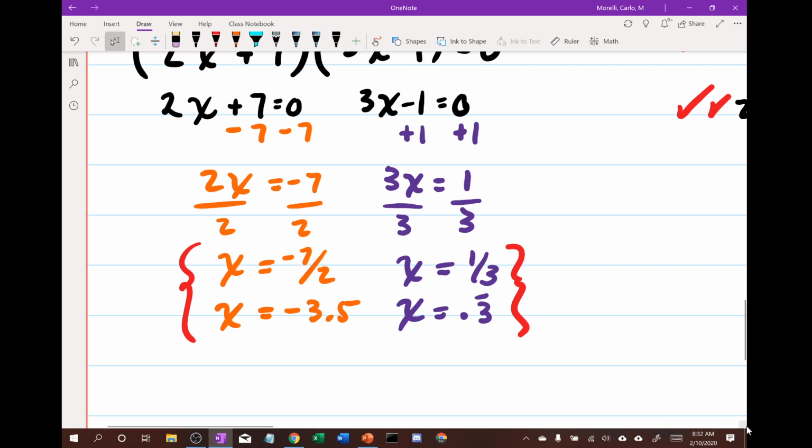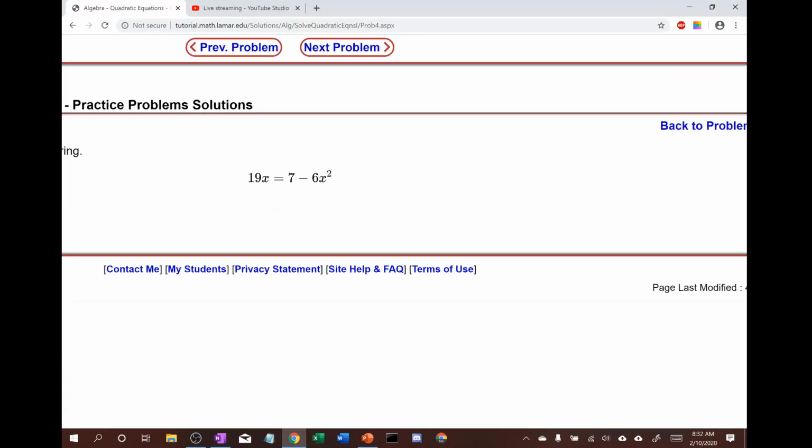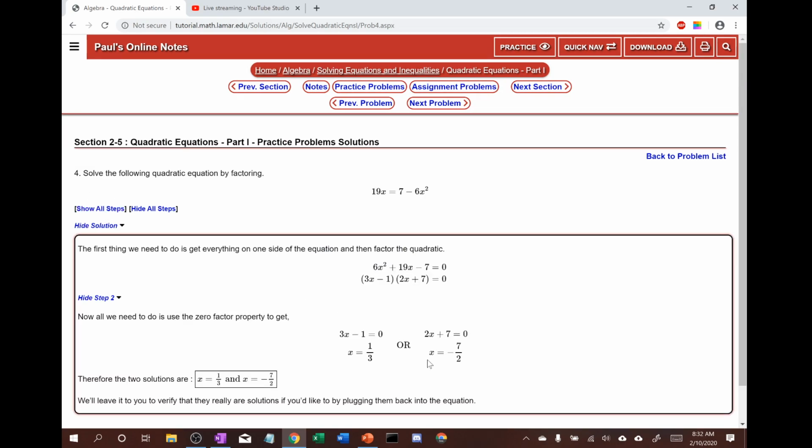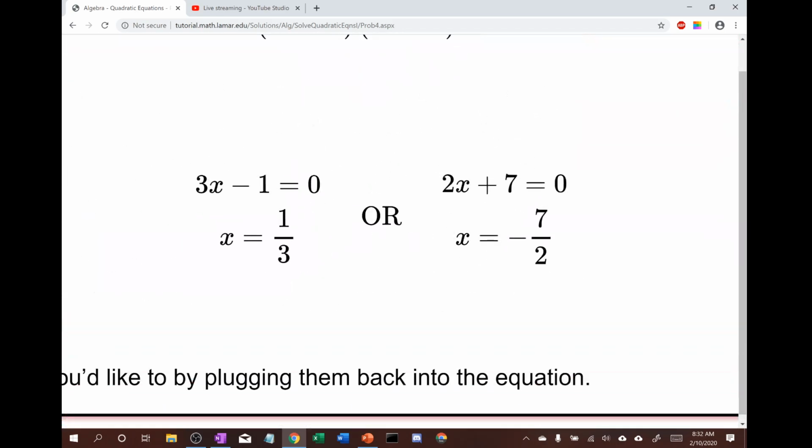I don't even know what Dr. Paul Dawkins wants. So let's go cambiar that. Let me show all steps. Oh, yeah, he wanted those fractions. I knew he would want that too because he was obsessed with not approximating.